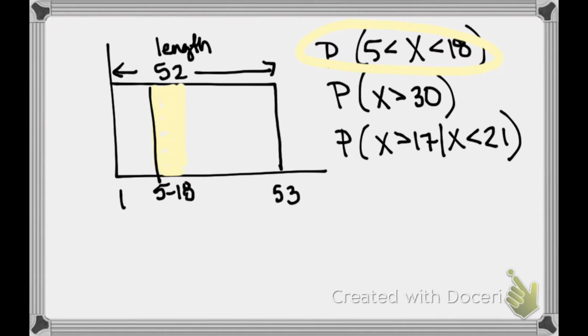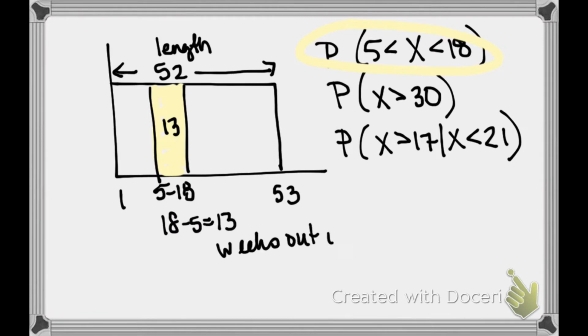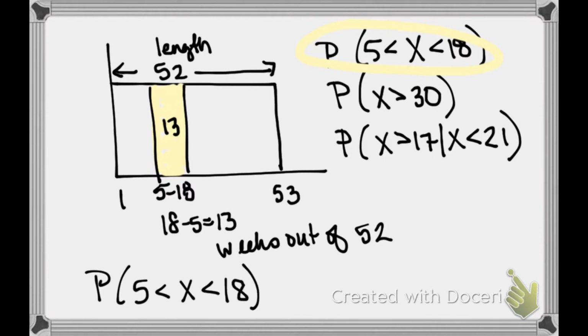Well, basically it's a rectangle, and we want to find the probability that it's 13 weeks out of the year. It really doesn't matter if it's 5 and 18. It could be any 13 weeks out of the year, any 13 weeks out of 52. So the probability that x is between 5 and 18, or in other words, any 13 weeks out of the year, is 13 over 52, which is 1/4, or 0.25. So that's kind of how we would do that.